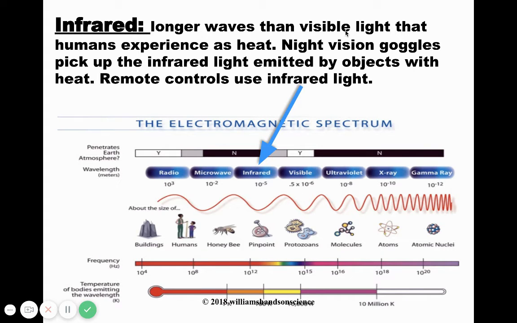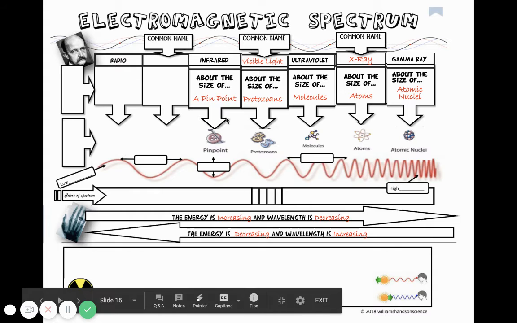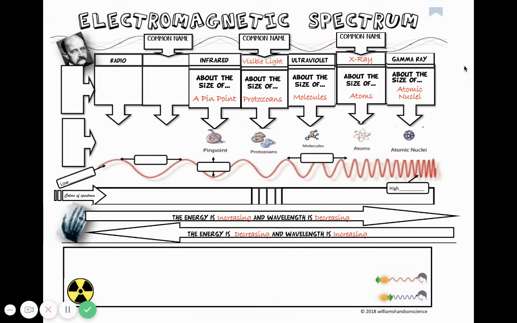Infrared are longer than visible light. We can experience them as heat. You don't want infrared light on you too long. These are sometimes used in warmers in kitchens, some infrared light. They put the food under there. Night vision goggles pick up infrared light emitted by objects with heat. So we can't see in the dark. They can pick up the heat. Remote controls use infrared light that we use to turn on our TVs, etc. So here's our infrared light. It's about the size of the point on a pin. And if we fill that in over here, draw a little picture.